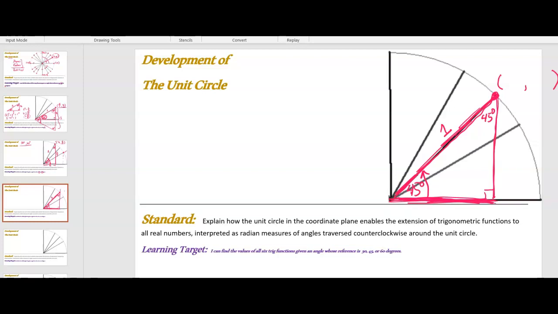So I'm going to draw the diagram over here. We have 45, 45. I'm going to call this B. Well, this is also B. They have to be the same.